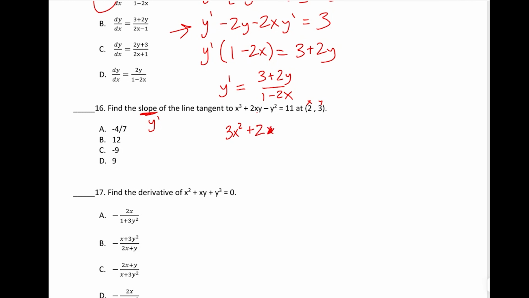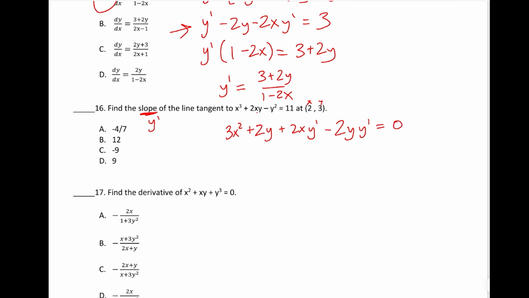Actually, the derivative of 2x is just 2. So 2 times y plus 2x times y prime minus y squared. Oh, not minus y squared. We need to differentiate that. Sorry. 2y times y prime equals 0. The derivative of any constant is going to be 0.